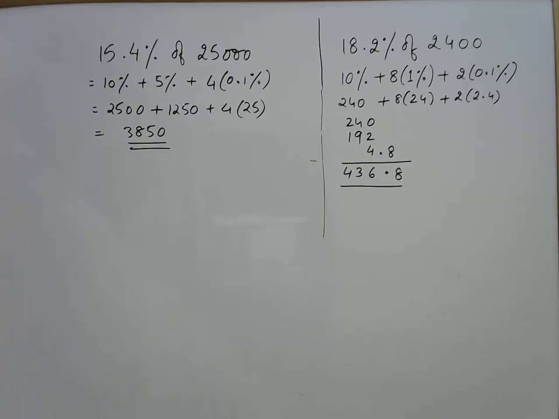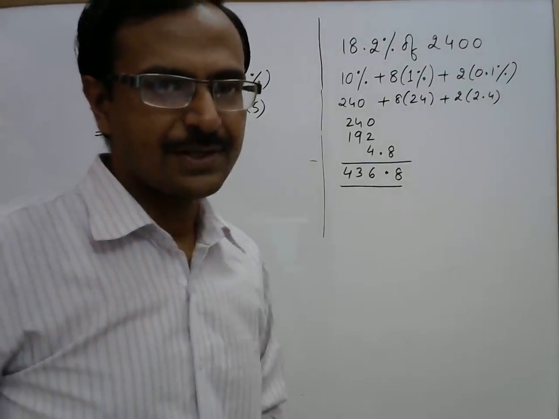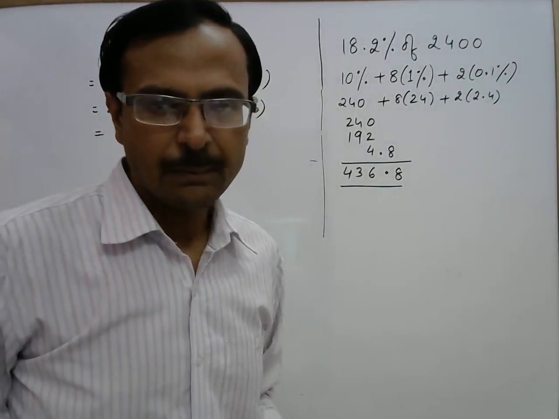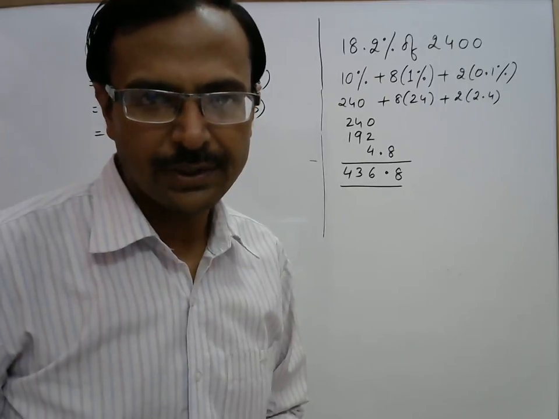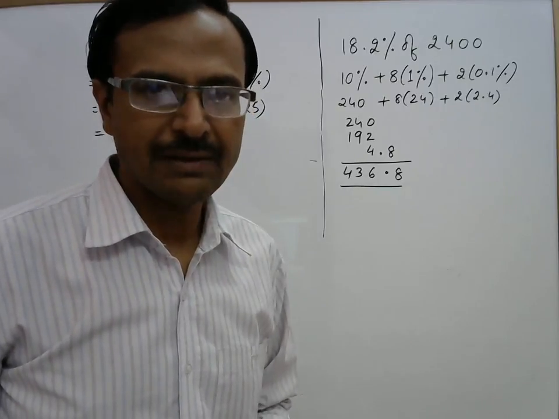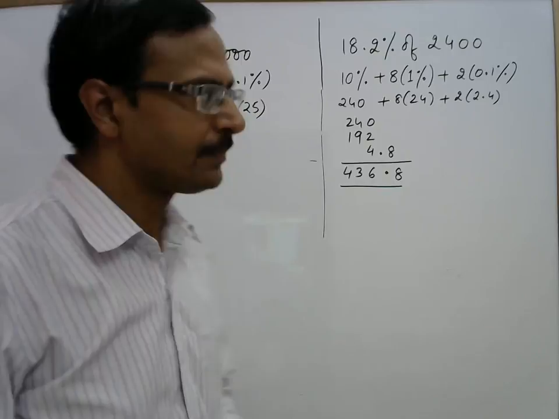This is 15.4% of 25,000. 3850. Yeah, see, now most of you are getting that right. Okay, now one question for the viewers here. Now you got to try this one. It's my request, please don't use calculators, otherwise the whole purpose of the live stream is wasted.